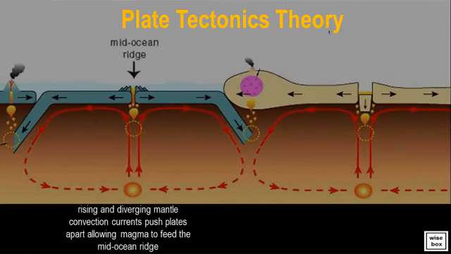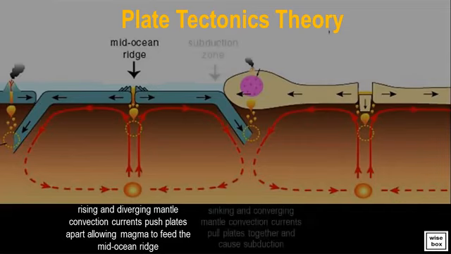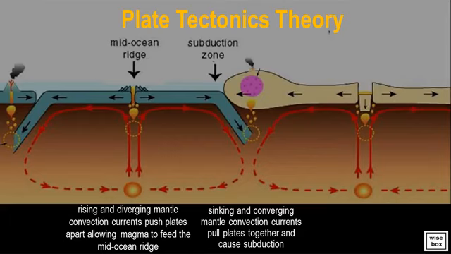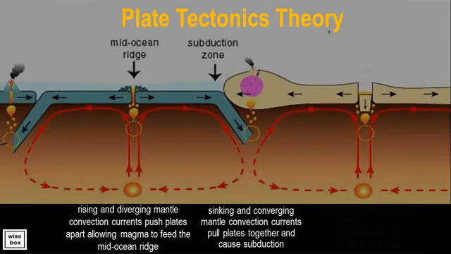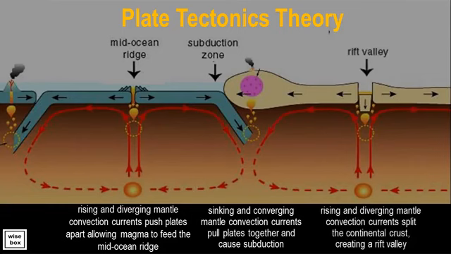The rising and diverging mantle convection currents push plates apart, allowing magma to feed the mid-ocean ridge. Also a part of plate tectonics is the sinking and converging mantle convection currents that pull plates together and cause subduction. Then the rising and diverging mantle convection currents also split the continental crust, creating a rift valley.